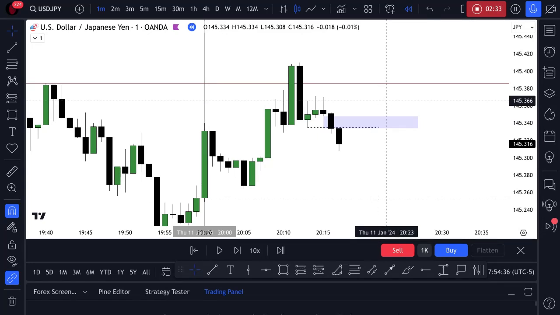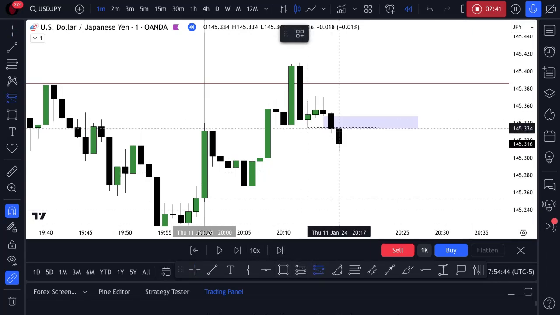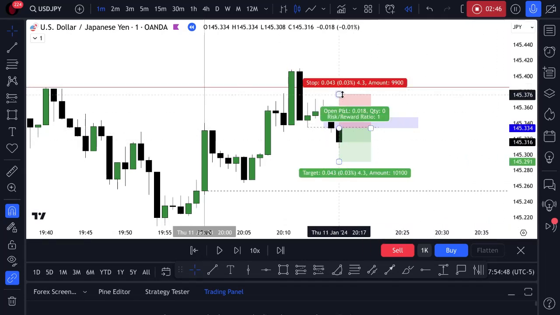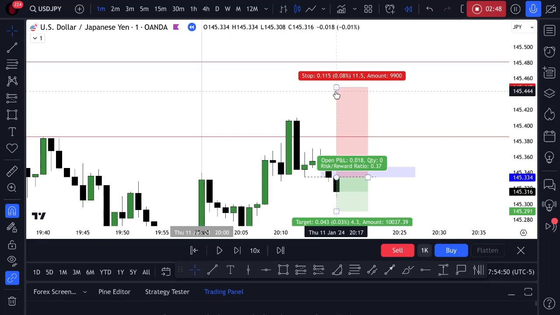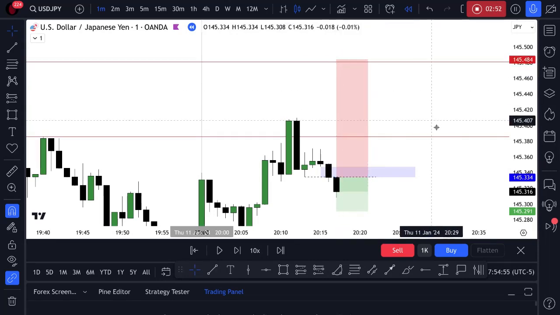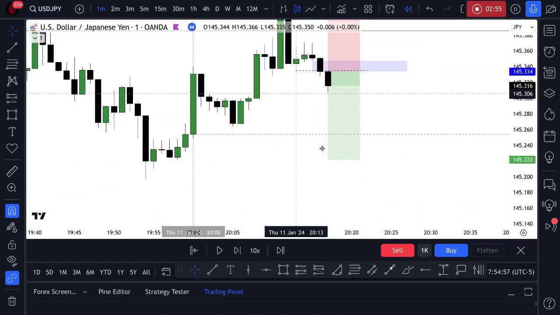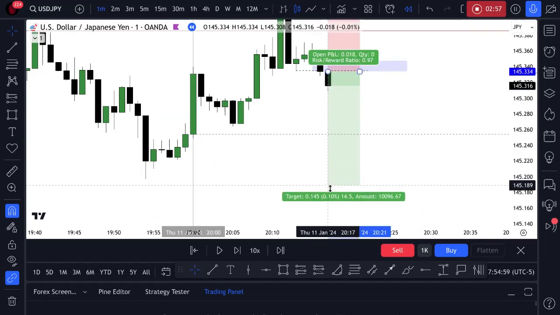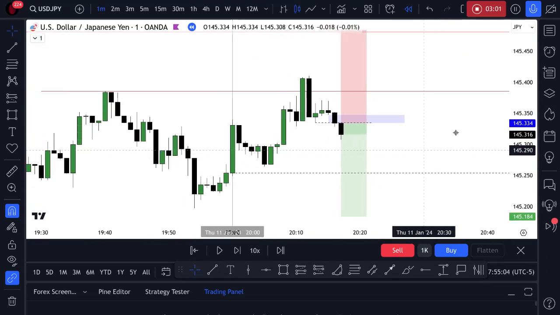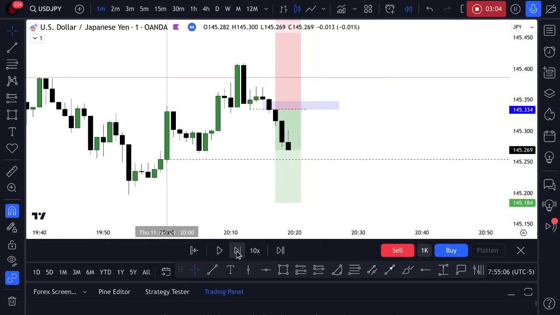That's always been trading 101 rules. Sell high, buy low. In this case, we're going to be selling high. We're going to go for a 1-to-1 scenario as always. Nothing changes. We're looking for 15 pips as a stop loss and 15 pips as a TP. Get that marked out. That's it. And now we're waiting for price to trade back into it.